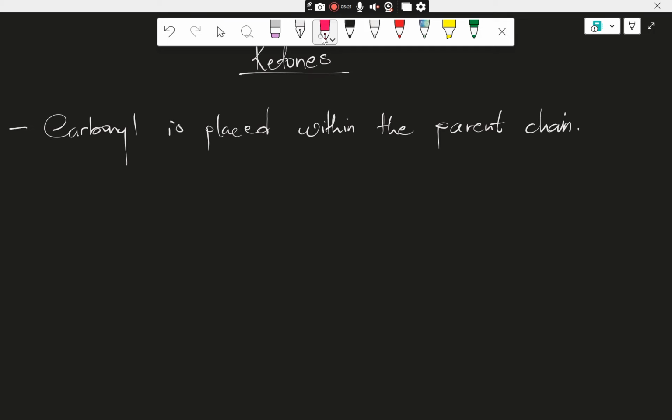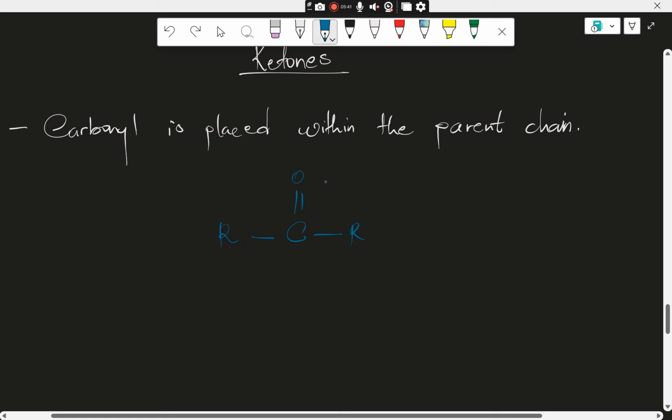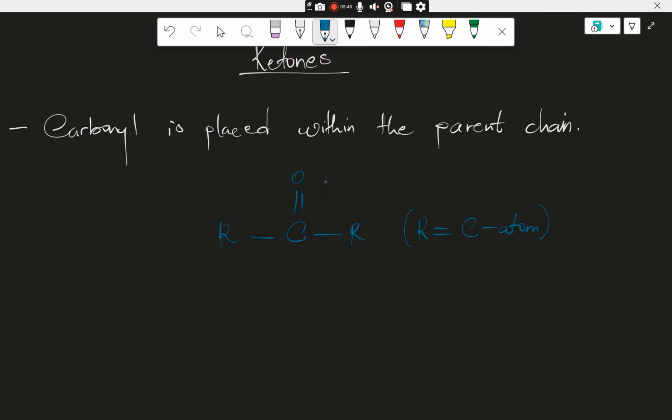And this will look something like this: your C double bond O, and then an R on this side and an R on this side. Both of them have to be carbon atoms, because for these ones the carbonyl group, the functional group, should be within the chain, which means it's bonded to carbon atoms on both sides, or to alkyl groups.